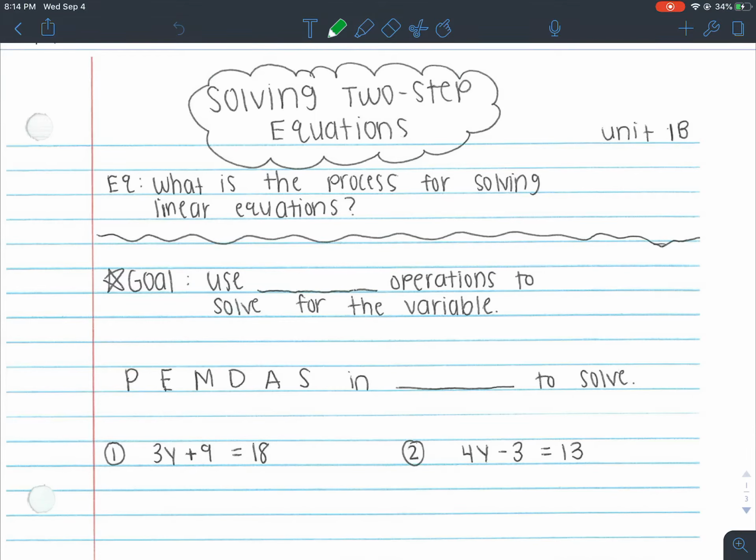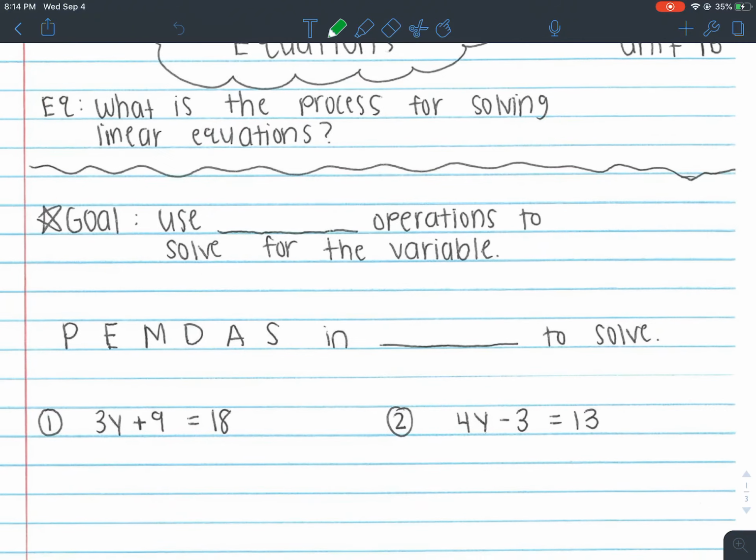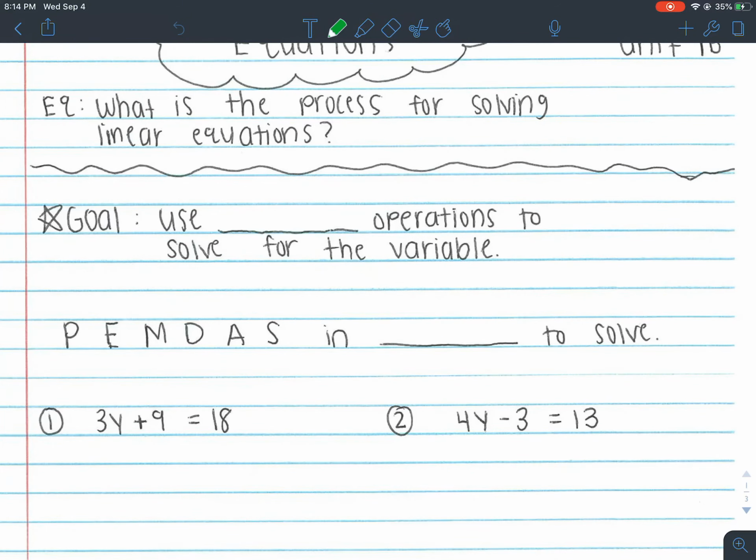So we're in Unit 1B, and our essential question is, what is the process for solving linear equations? So our goal, just the same as the day before, is we're going to solve for the variable. We're going to use inverse operations in order to do that. And inverse operations are basically the opposite operations. So if I have addition, the inverse would be subtraction. If I had multiplication, the inverse would be division. So it's just the opposite.